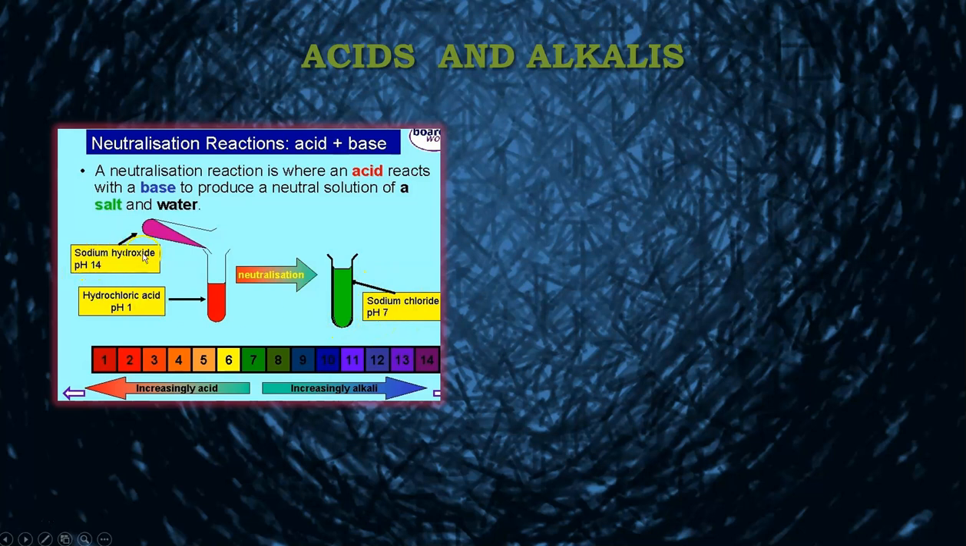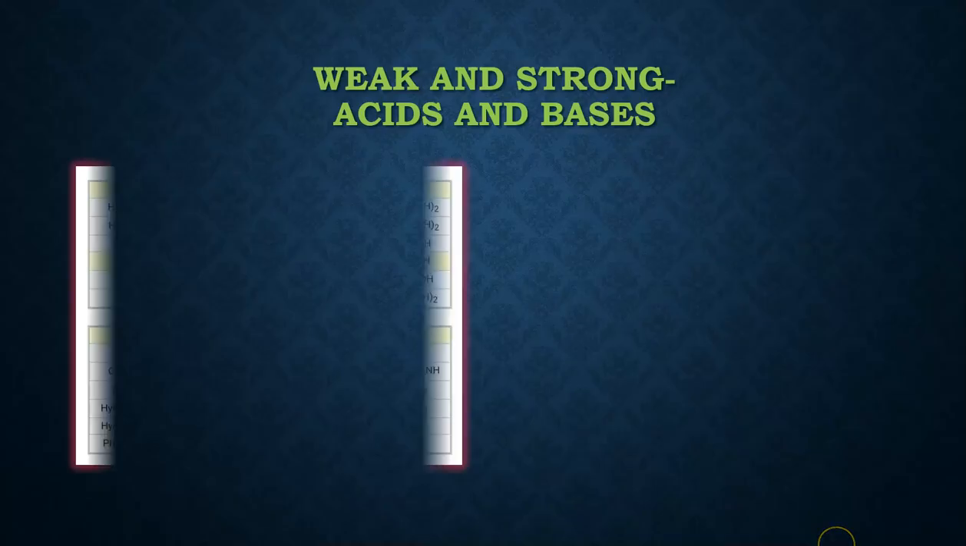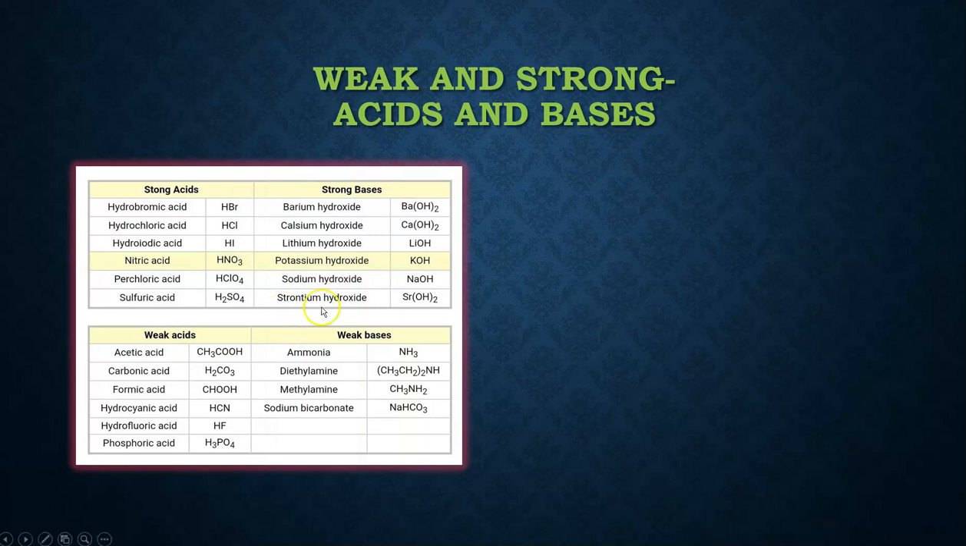Sodium hydroxide has the maximum value of pH and hydrochloric acid has the minimum value of pH. They are both a strong acid and a strong base. So here is a list of some strong acids and strong bases, with some weak acids and weak bases.